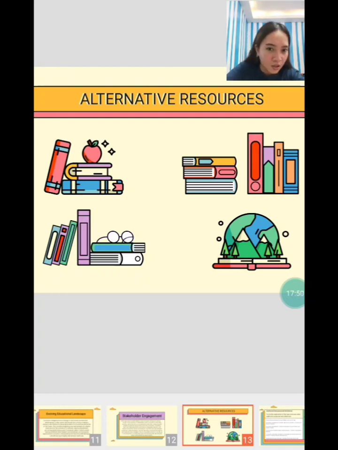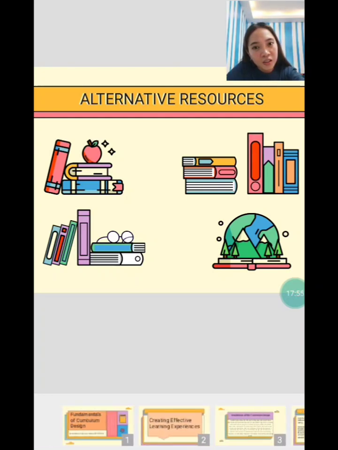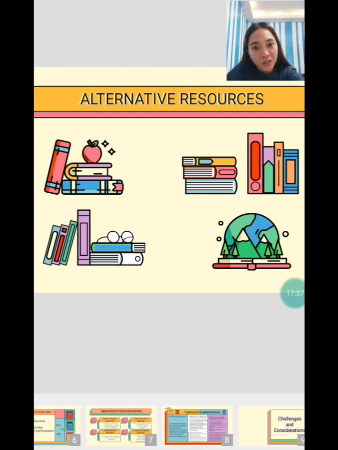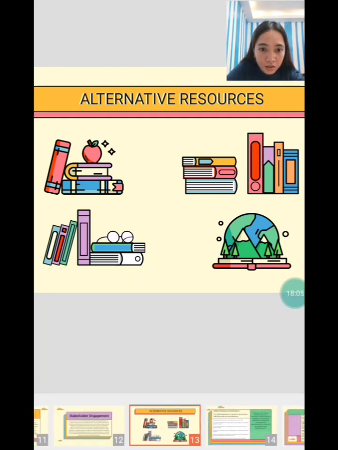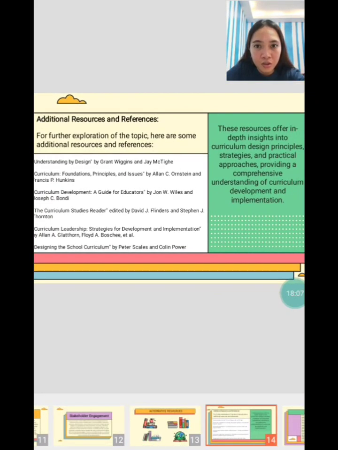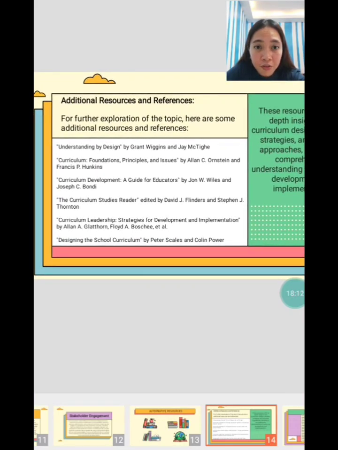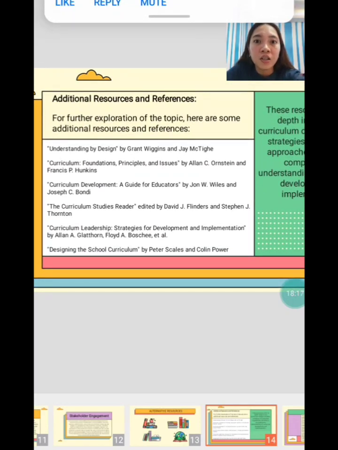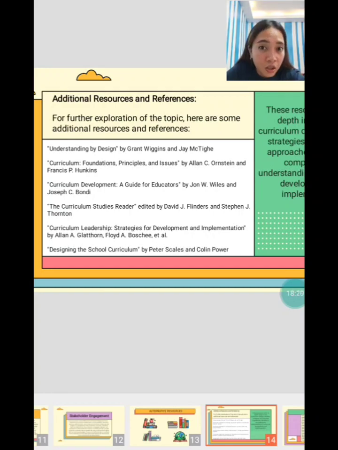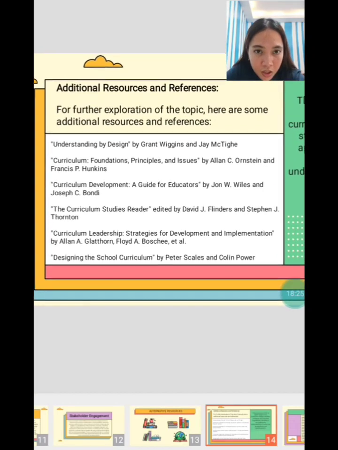So that's all for our fundamentals of curriculum design. So I'm giving you the alternative resources here. These are the additional resources and references for further exploration of the topic. Here are some educational resources and references. You can see them here in the slide.